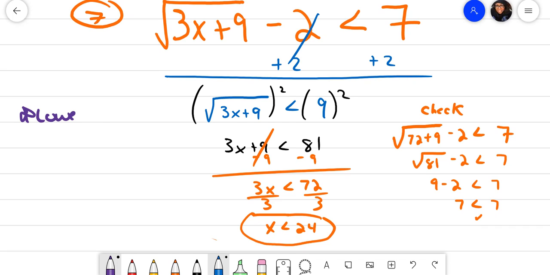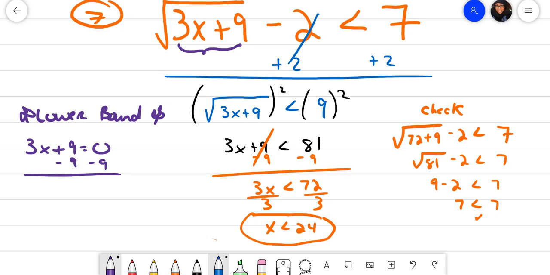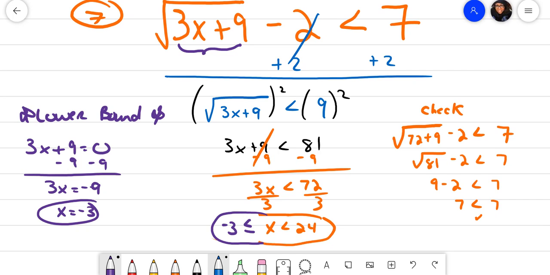So again, this is a less than, so we do require the lower bound. Over here on this side, I'm going to determine what my lower bound is going to be. Again, I take this value under the radical, that whole entire thing, and I set it equal to 0. Subtract 9. I end up with 3x equals negative 9. I end up with x equals negative 3. So I'm going to add this on here. x is always greater than or equal to negative 3.